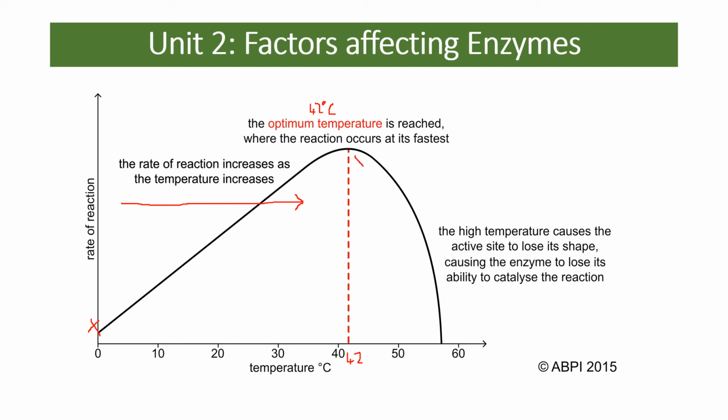Above 40 degrees though, there's a massive drop, so always talk about the fact the rate of reaction drops above 40 degrees rapidly, and the reason is because the enzyme does something called denatures, which is on the previous slide. And the enzyme denatures because the active site loses its shape and therefore is no longer complementary to the substrate, so it can no longer catalyse the reaction, so the enzyme is denatured.